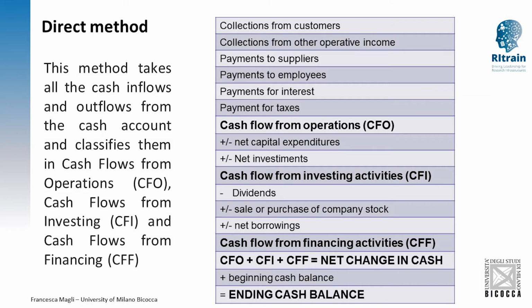This is a picture of the direct method. This method takes all the cash inflows and outflows from the cash account and classifies them in cash flow from operations, cash flow from investing, and cash flow from financing. In this method, we include in the cash flow from operations the collections from customers and from other operating income, and the payments to suppliers, payments to employees, and payments for interest and for taxes.